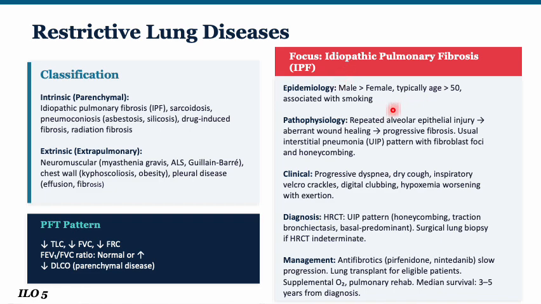So epidemiology, men are affected more than women. It's typically seen around the age of 50. It can be associated with smoking. Pathophysiology of it is related to alveolar epithelial injury. There is poor wound healing, which progresses to fibrosis or scarring. They can present with a usual interstitial pneumonia pattern with fibroblastic foci and honeycombing.